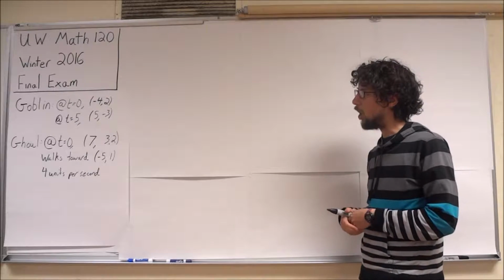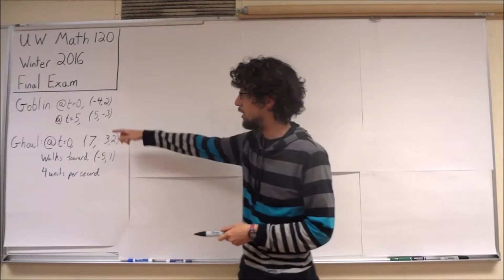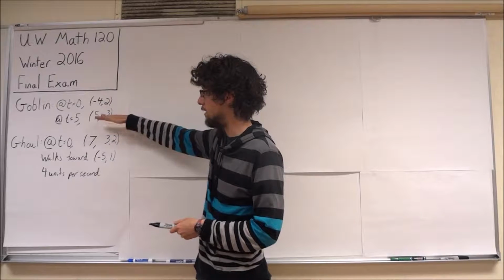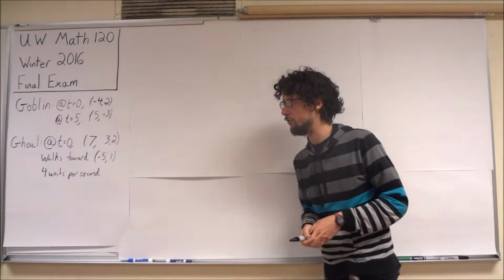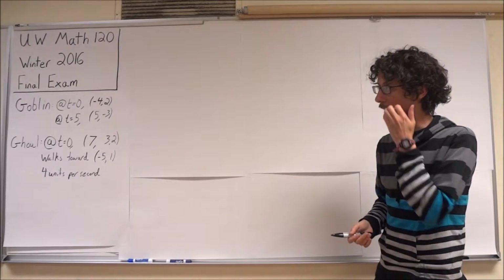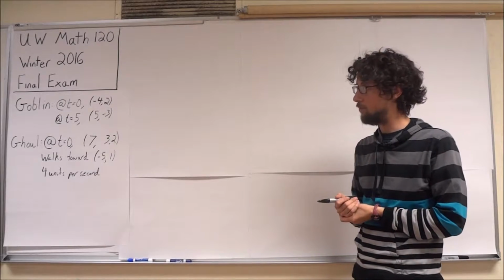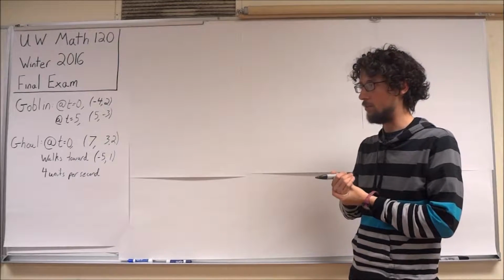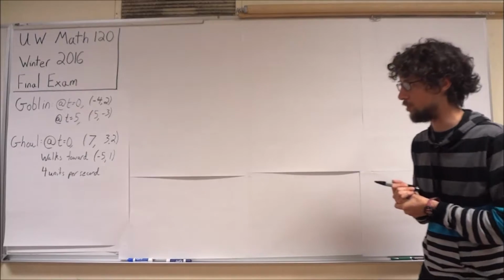The goblin, we're given his initial position and his position at t equals 5. And we're asked to model his motion parametrically. In other words, write parametric equations to model his motion.